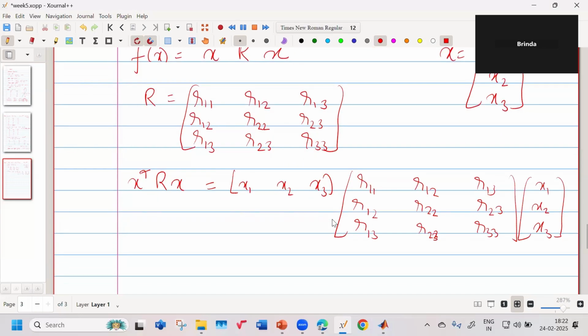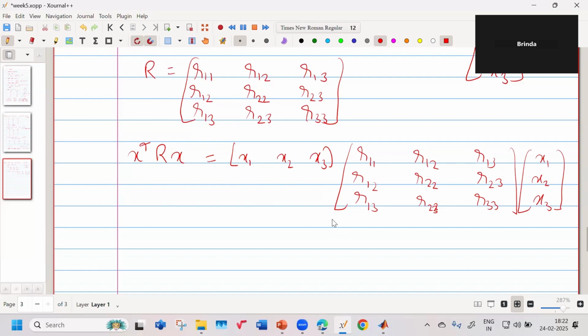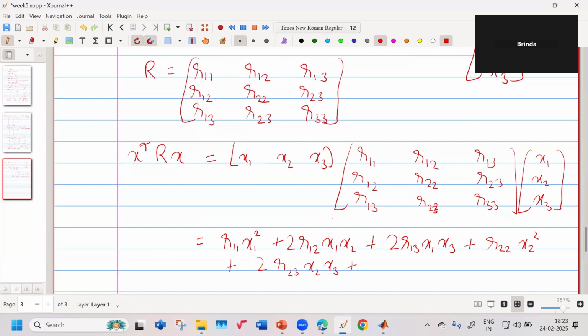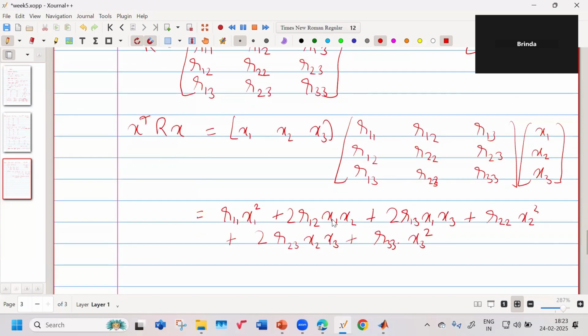Okay, so if you multiply throughout, you will get it in the form of R11 into x1 square plus 2 times R12 into x1 into x2 plus 2 times R13 into x1 into x3 plus R22 into x2 square plus 2 times R23 into x2 into x3 plus R33 into x3 square. So this is the generalized expression.